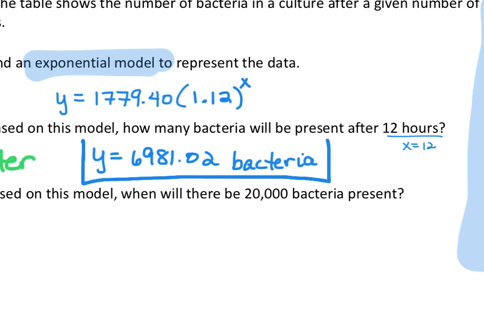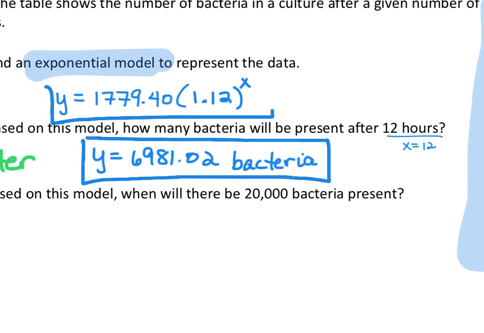And that sounds like everybody's going to get a cold. That's a lot of bacteria. I don't want those in my house.